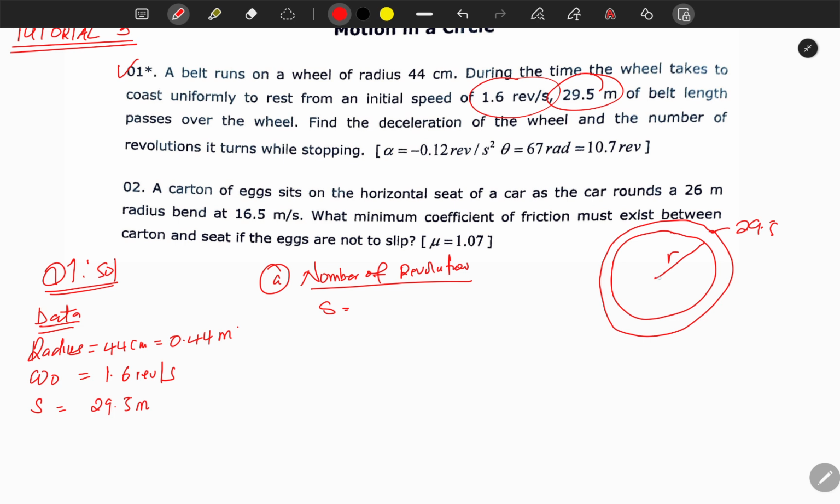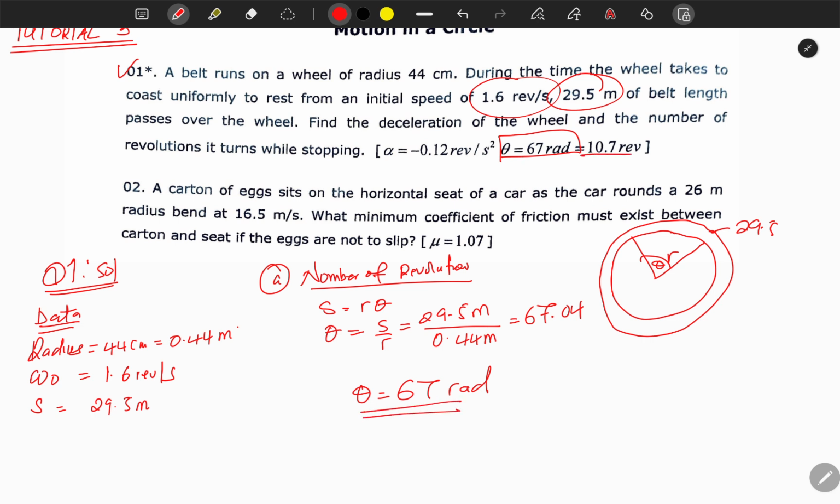So what we need is the angle of rotation, which is just the angular displacement. We know that it is related by this formula. To find this, it is S over R, and S is 29.5 meters, while R is 0.44 meters, and this will give us 67.04 rad. We can just round it off to the same number, rad.